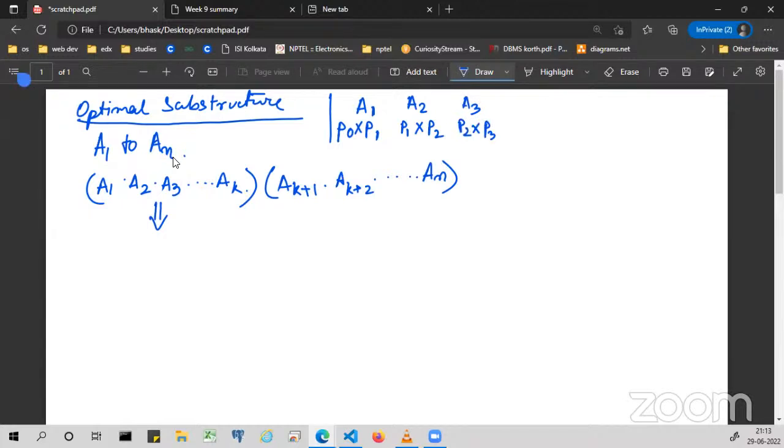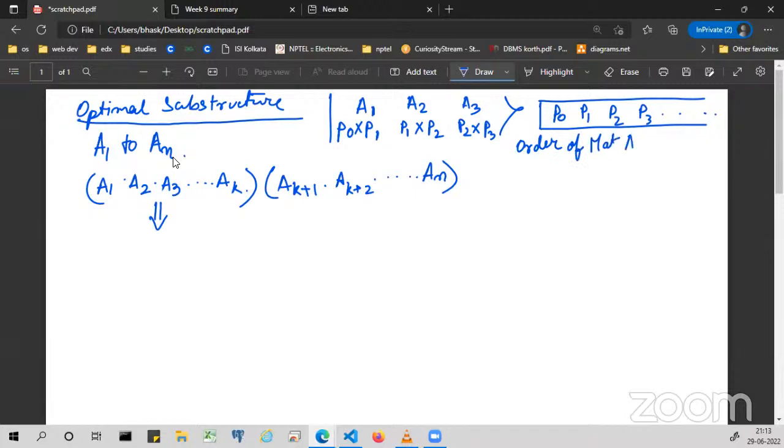Like A3's order would be P2 cross P3. So if I store it in an array, the array would be P0, P1, P2, P3, and so on. If I have to find the order of matrix AI, how can I get that particular order? That is something cross something. What is that? I would write Pi minus 1 into Pi.